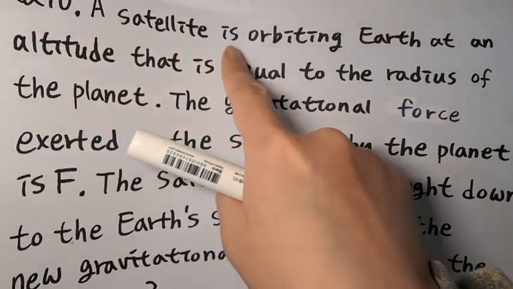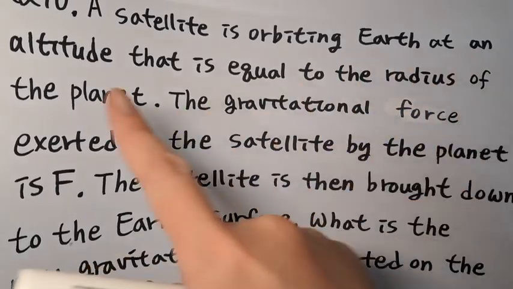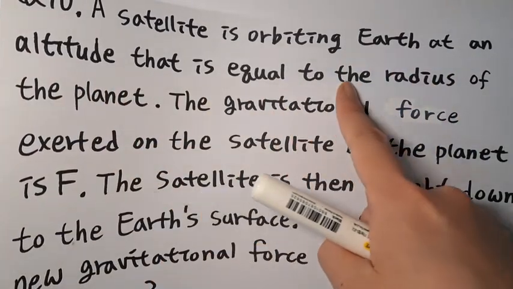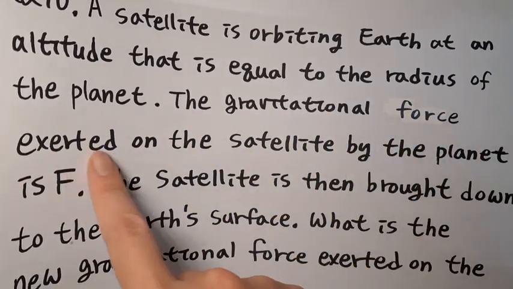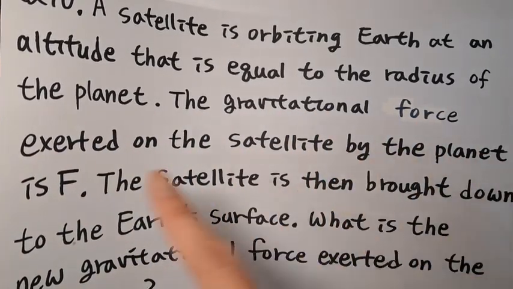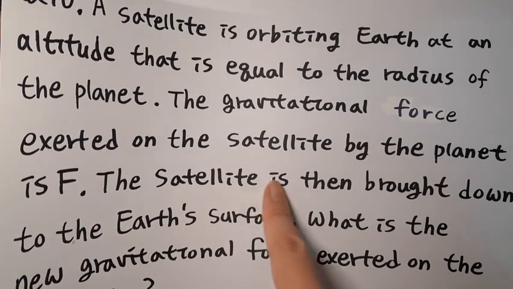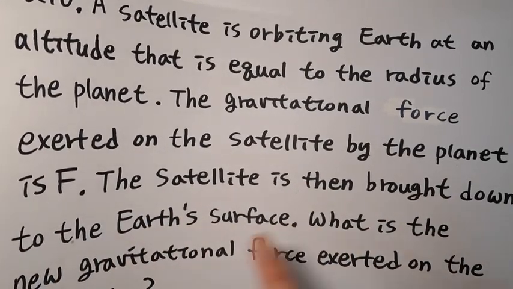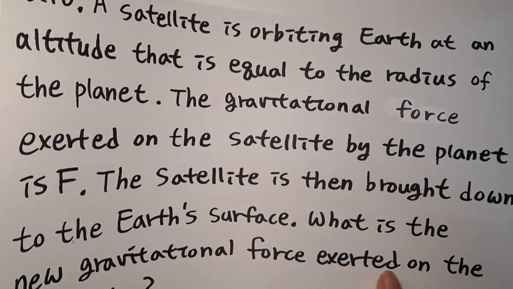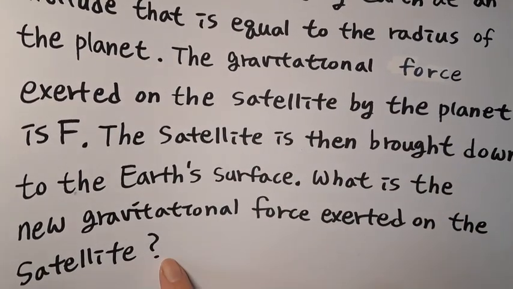A satellite is orbiting Earth at an altitude that's equal to the radius of the planet. The gravitational force exerted on the satellite by the planet is F. The satellite is then brought down to the Earth's surface. What's the new gravitational force exerted on the satellite?